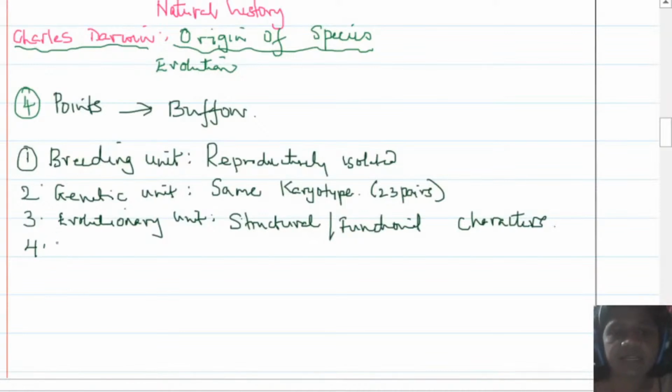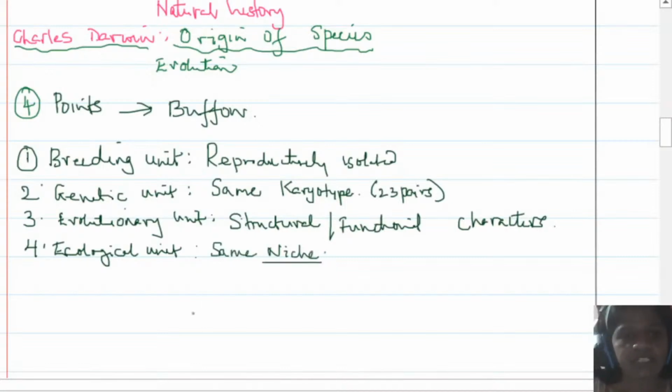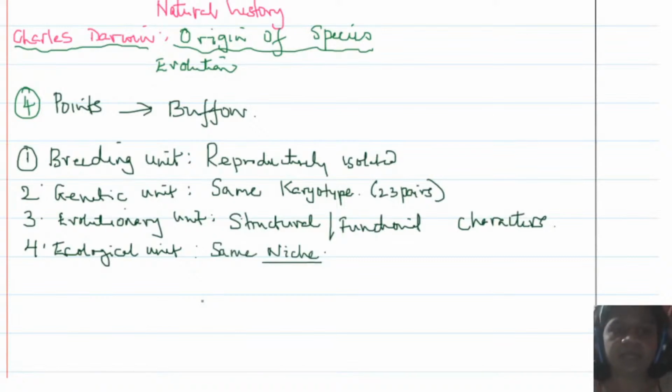And then we have an ecological unit. This is all to describe species by the scientist Buffon. An ecological unit means all of these guys occupy the same ecological niche. You can call it niche or niche, it's up to you. The same ecological niche. That means they are in the same place and do the same job. They have the same habit and the habitat. So it is called an ecological niche.